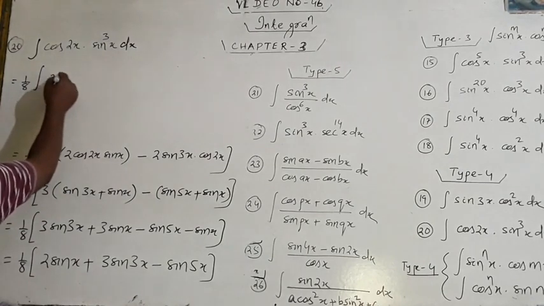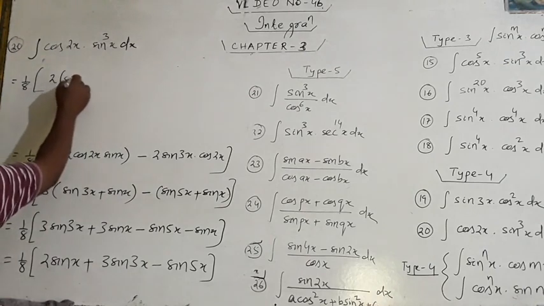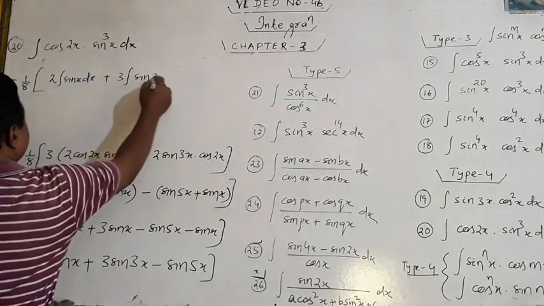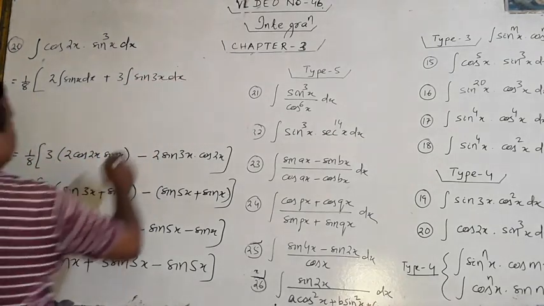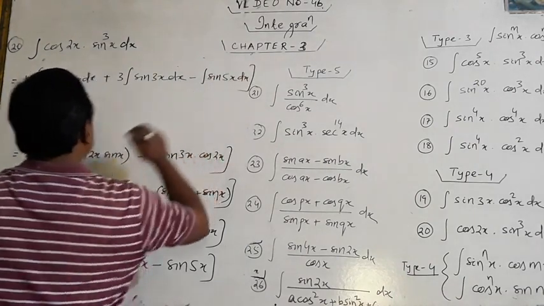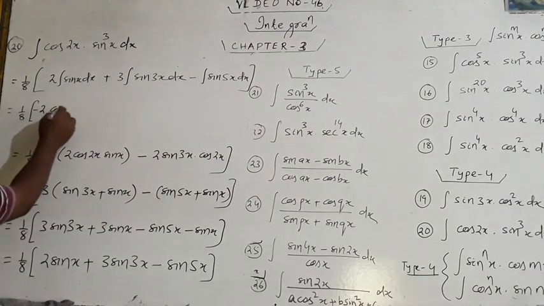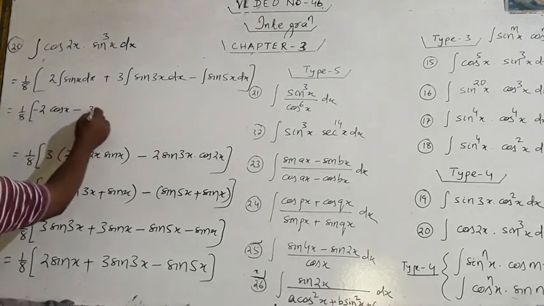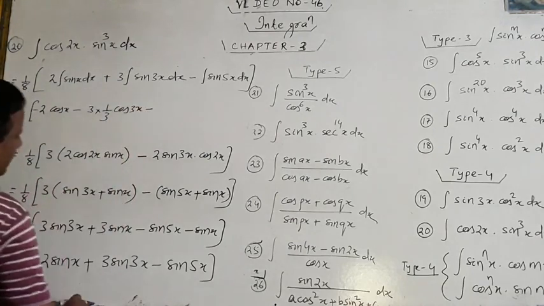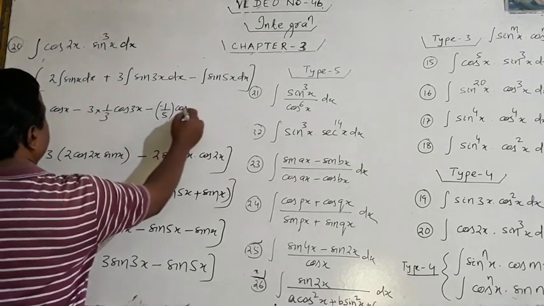Integration of 2 sin x plus 3 integration of sin 3x minus integration of sin 5x dx. It becomes 1 by 8. It is 2 minus 2 cos x. It is 3 times 1 by 3 cos 3x. It is minus, then it is minus 1 by 5 cos 5x.